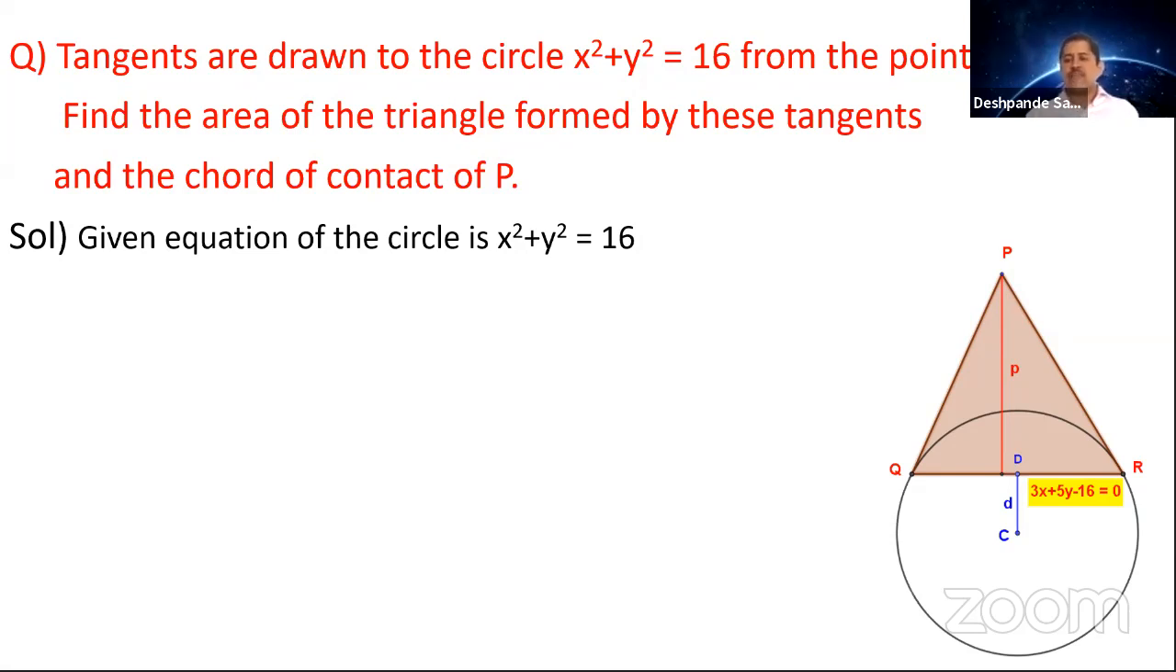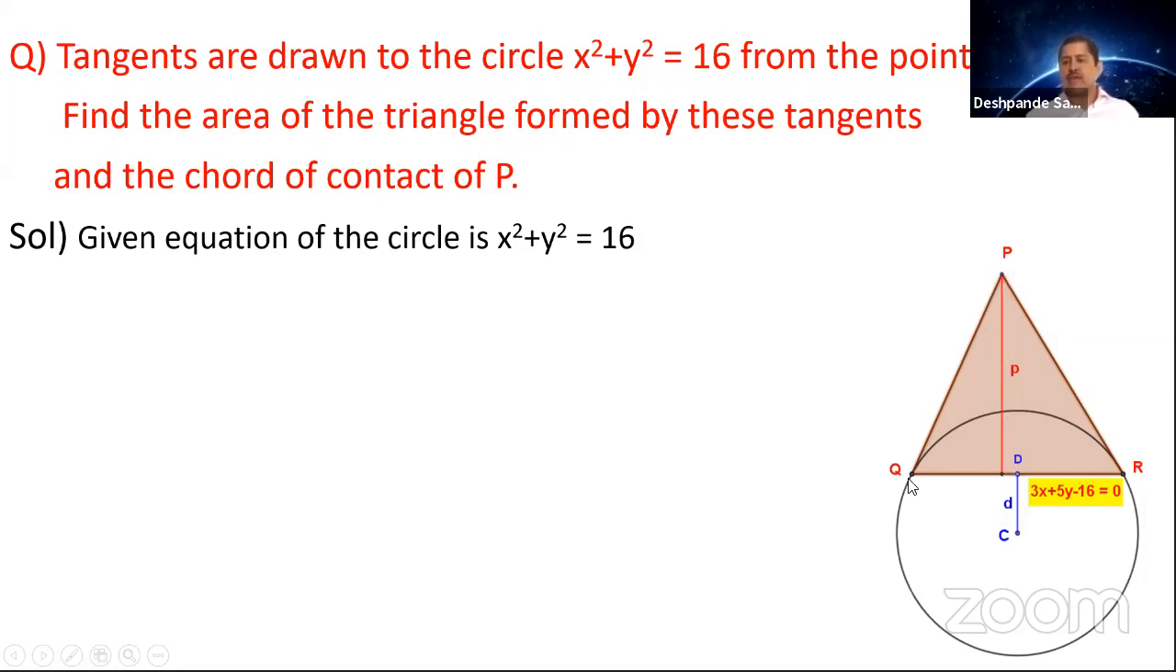Okay, so what is the base here? QR is the base. So QR, the base, is a chord, right? So you can find the length of the chord. Height is nothing but the distance from the point to the chord. Whenever you say distance, it is always perpendicular distance. So the perpendicular distance from the point to QR is P. You are assuming it. And to get the base, you're going to find the length of the chord. So first of all, you're going to find this length, the value of P.